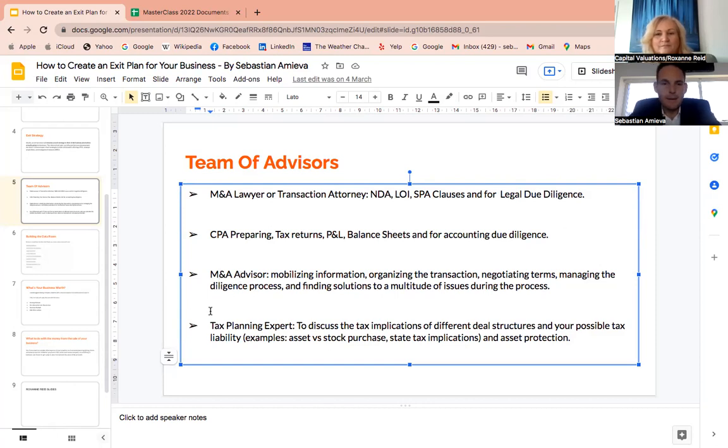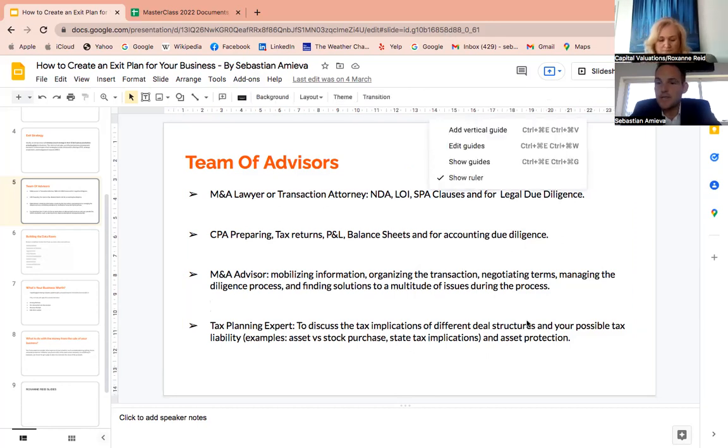And then a very important person also is a tax planning expert, right? When you sell your company, having a tax expert is very important, because you need to know if it's better to do an asset or stock purchase. Every state has different tax implications, so it's also good to understand about the tax implications, asset protection, right?